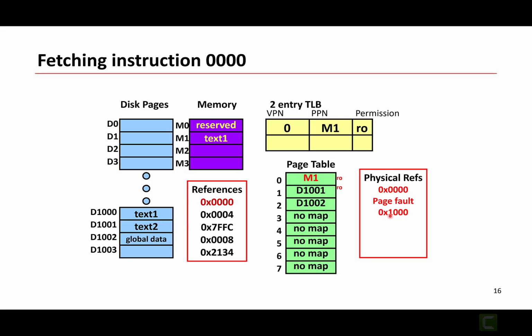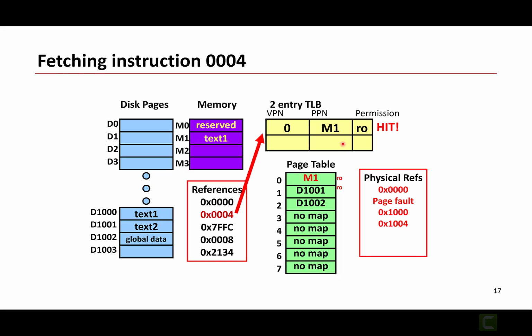All right, so now I got my physical page number 1 because that's where my text 1 got stored. So virtual page number 0 is being translated into physical page number 1, and that is what I have cached here too. Virtual page number 1 is translated to physical page number 1. All right, so now let's go and execute the next instruction.